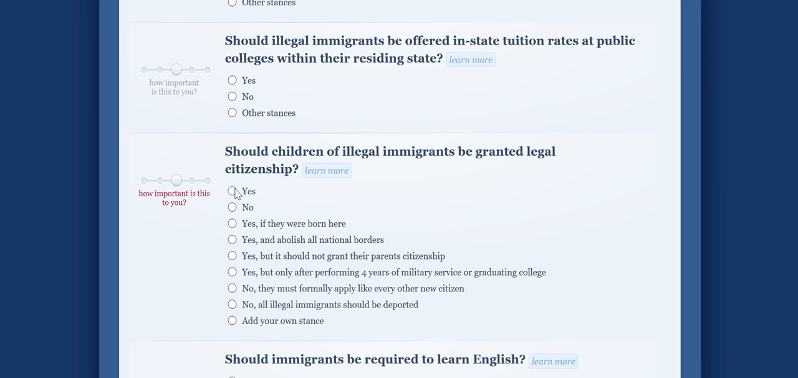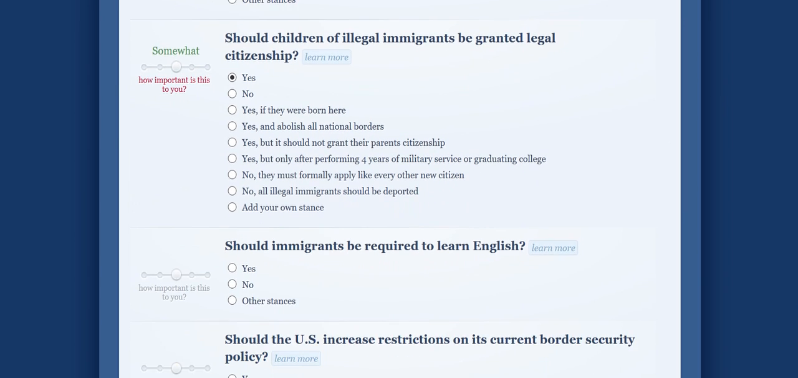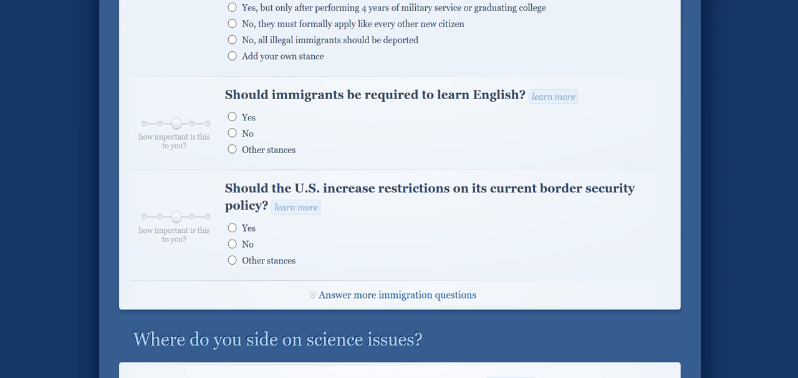The answer is yes. That's in the Constitution. So unless you want to somehow do a constitutional convention and get rid of birthright citizenship, you're not gonna be able to do that. Should immigrants be required to learn English?